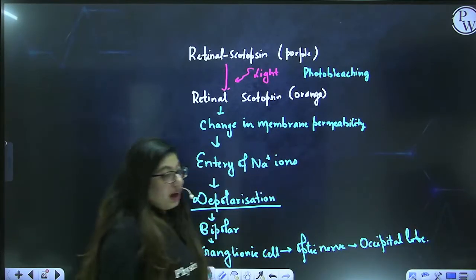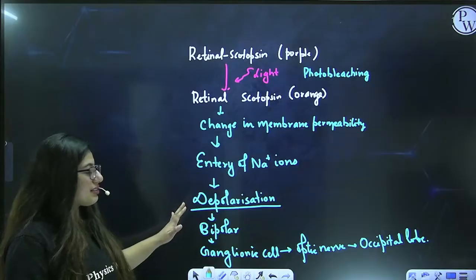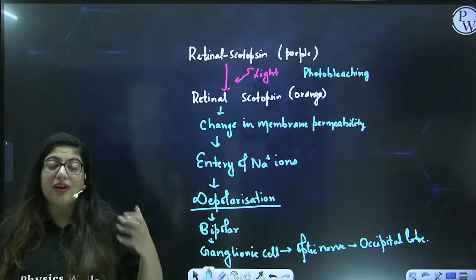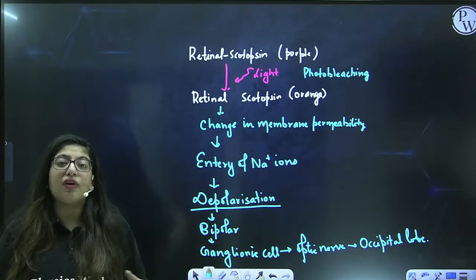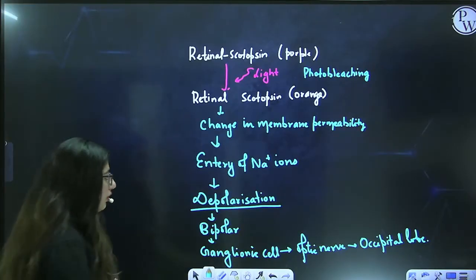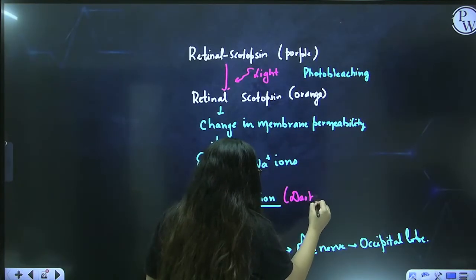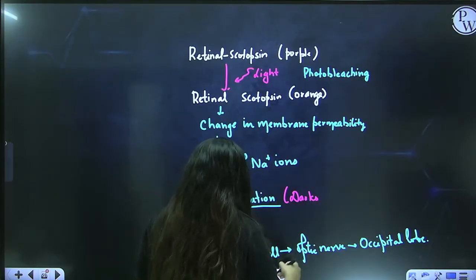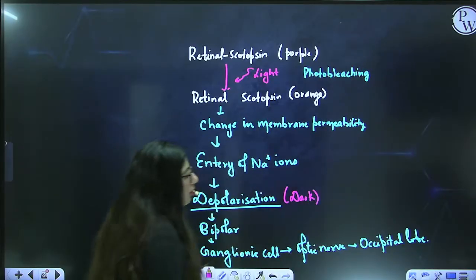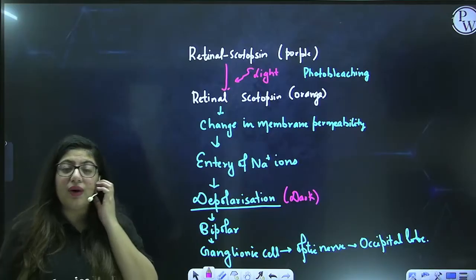Okay. Now, this happens whenever you use rods, and rods are usually responsible for dark vision, moonlight vision. So we can say that during darkness, depolarization takes place. Okay, or during dark condition. What about when you are under light?